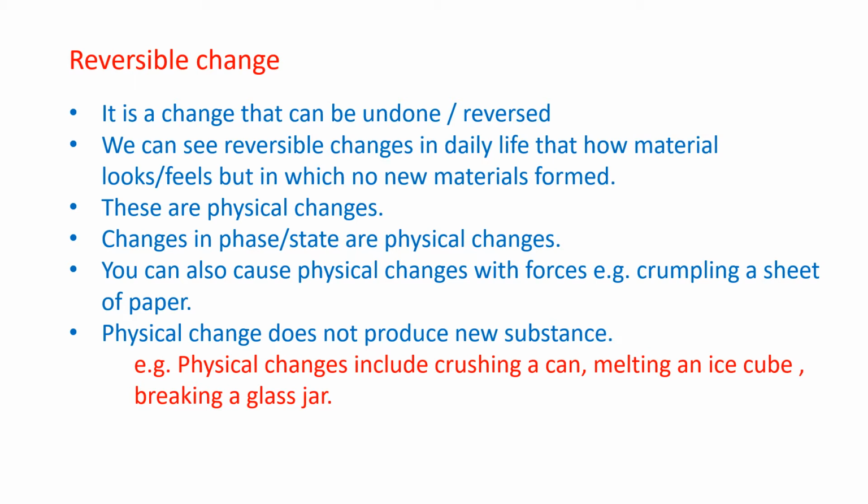You can cause physical changes with forces also, like crumpling a sheet of paper. These are physical changes that do not produce a new substance. So physical changes include crushing a can, melting an ice cube, and breaking a glass jar. Those are all reversible changes.